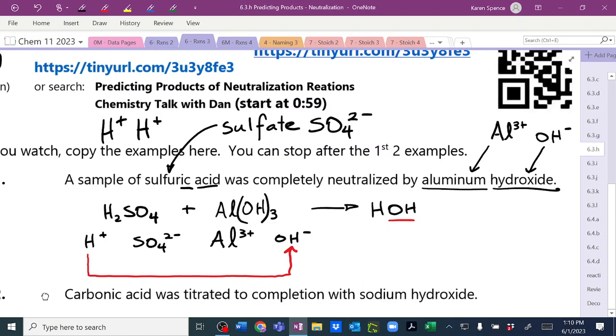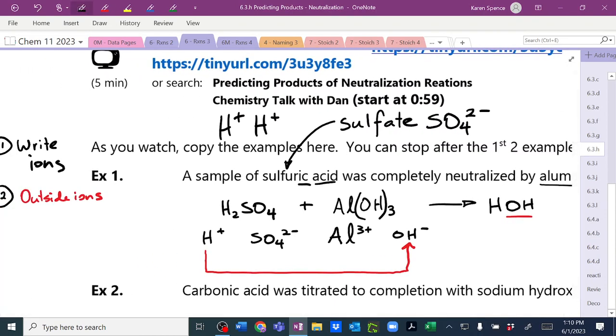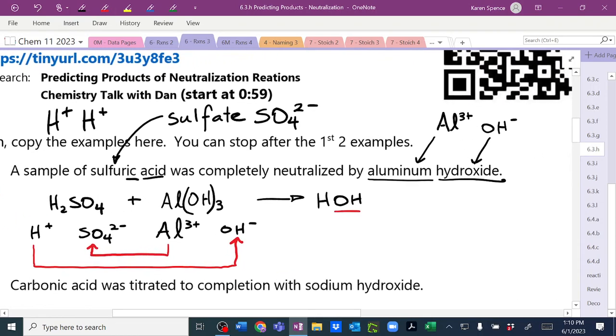What do we do after we do the outside ions? We do the inside ions. Okay, and do we go forwards or backwards? We go backwards. So it's going to be aluminum, Al3+, SO4 2-, gives us Al2(SO4)3.